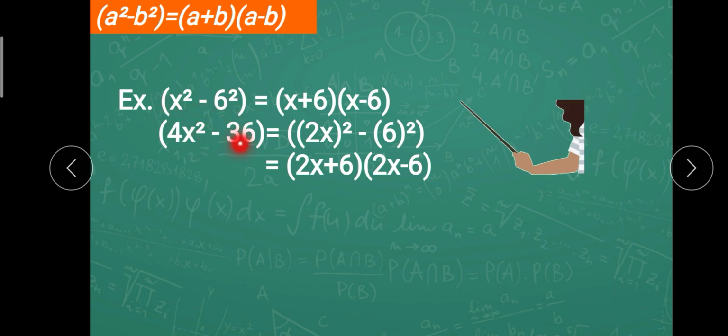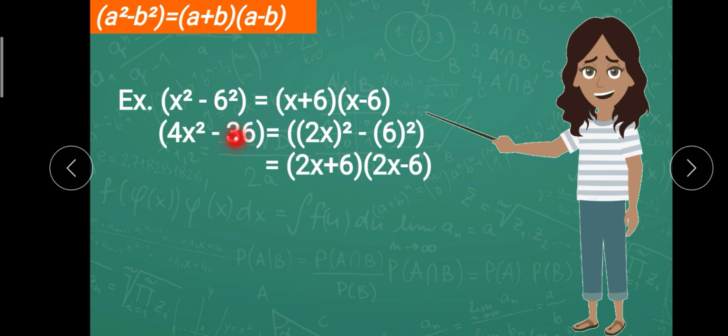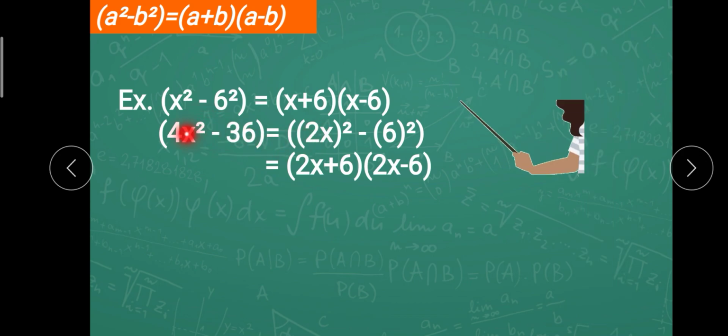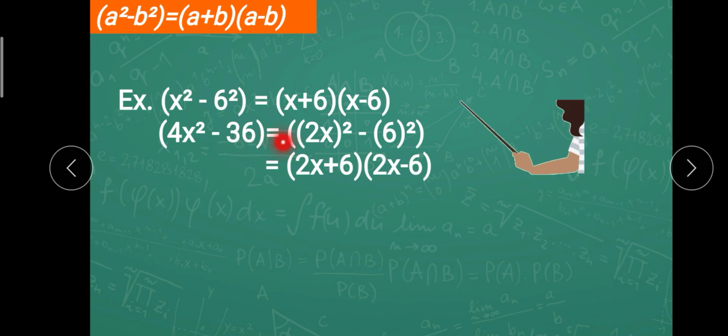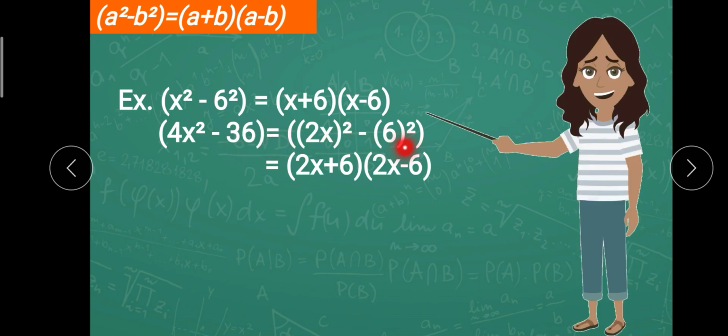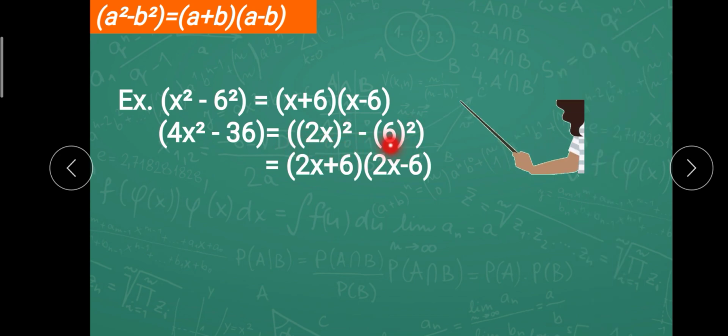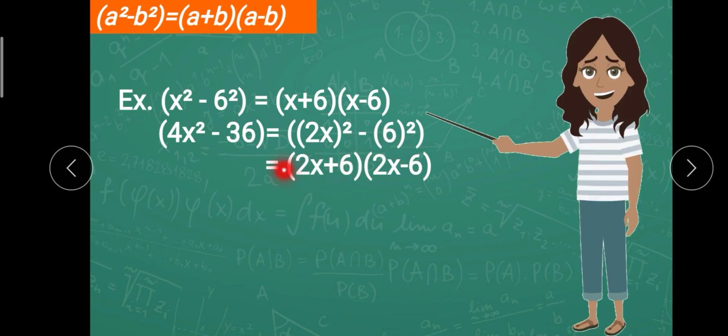So now let us take another example, 4x square minus 36. So we can write 4 as 2 square and x square is written as x square. So we can write 4x square as (2x) square. Then we have 36. So 36 is the square of 6. So we can write 4x square minus 36 as (2x) square minus 6 square. So now this became the identity of a square minus b square. So here our a is 2x and our b is 6. So we can write this as (2x plus 6) times (2x minus 6).